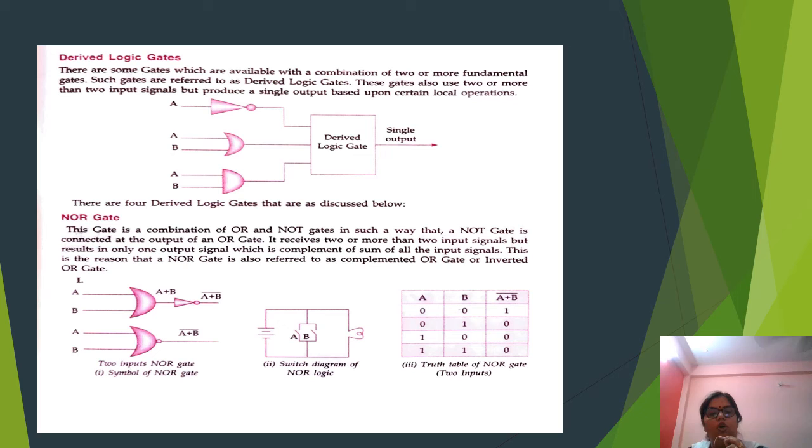Okay students, in the NOR gate, the OR gate is connected with the NOT gate. It receives two or more input signals but results in only one output signal. We can also say that it is a complement of the OR gate, or inverted OR gate. See here the example has been given of how the logic gate has been drawn, and this is your truth table.